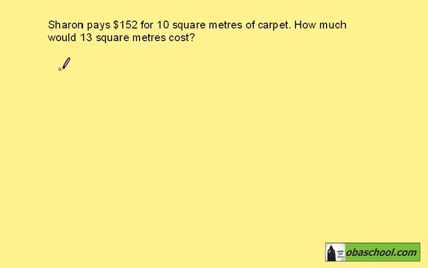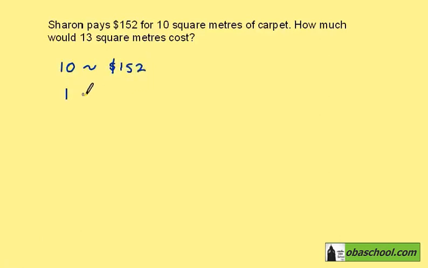That is, we're going to assume that each square meter of carpet costs exactly the same. We're given that 10 square meters costs $152.